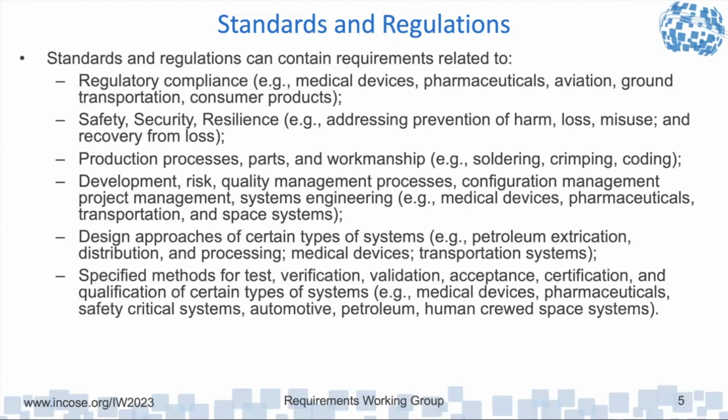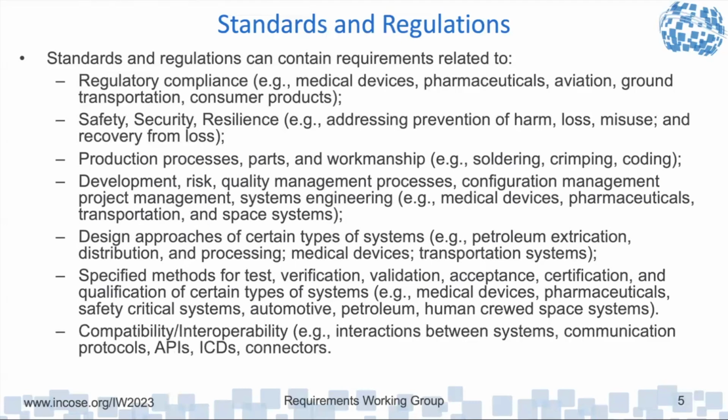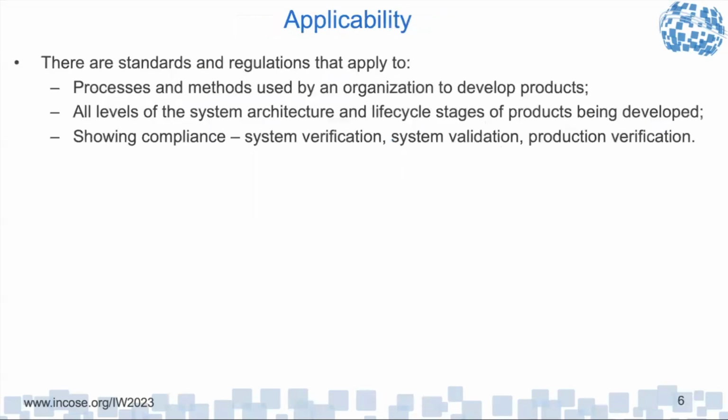And then the standards for specific methods for test, verification, validation, acceptance, certification, qualification that have to be followed. And then there's standards for compatibility and interoperability, interaction between systems, communication protocols, APIs, interface control documents, connectors. USB is a compatibility standard. So there's standards and regulations that apply to the process and methods used by the organization to develop products. And I would think that probably a majority of the standards, like ISO standards, deal with processes and methods to be used by the organization rather than on the system itself.